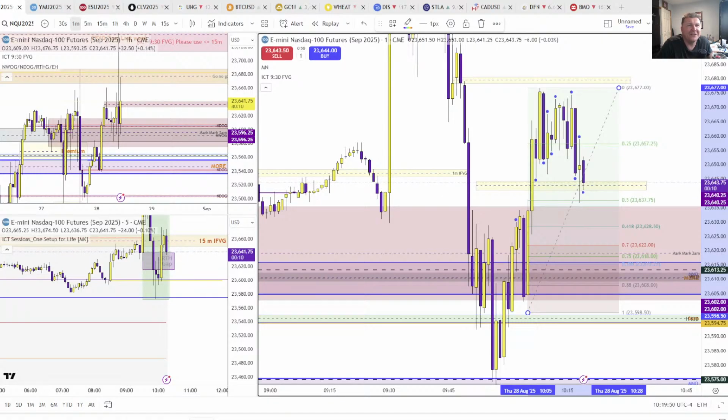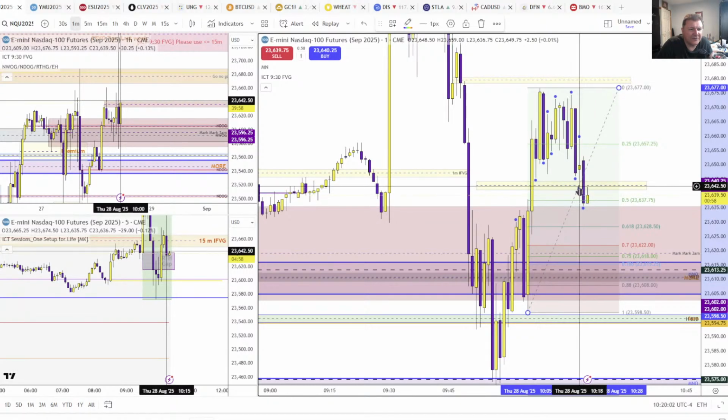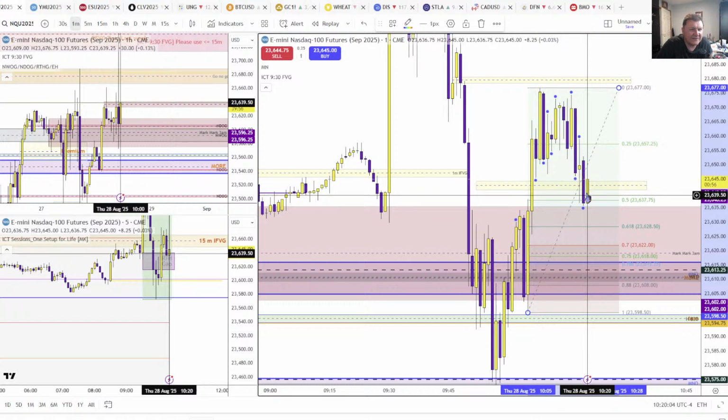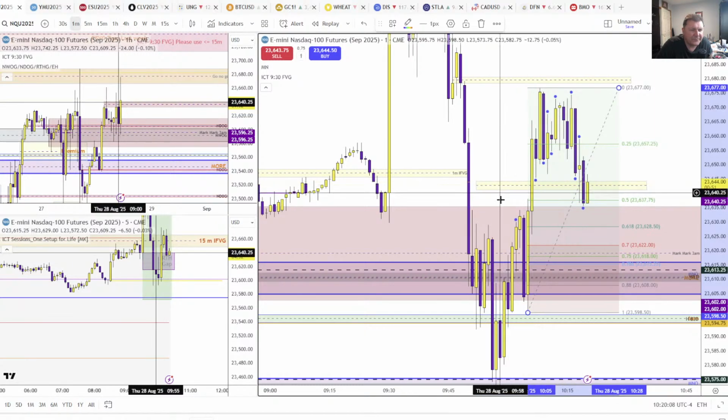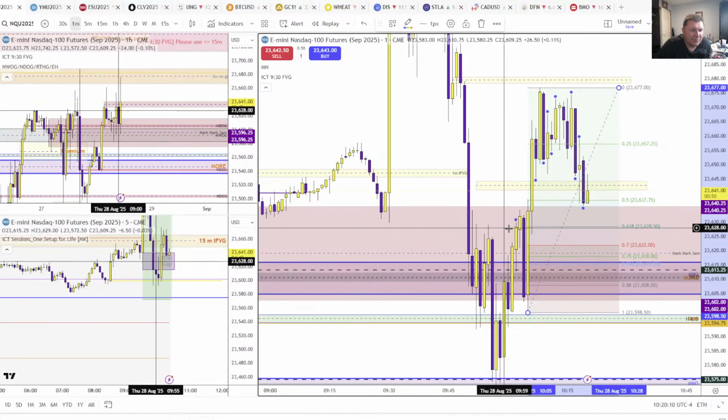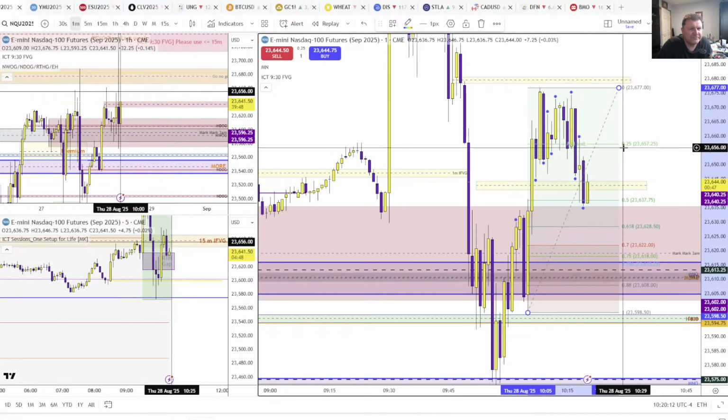61% of that leg. That's why it's holding at its breaker. See, now we've got through there. There's 50% again. I think we're coming deeper, deeper, deeper, deeper.